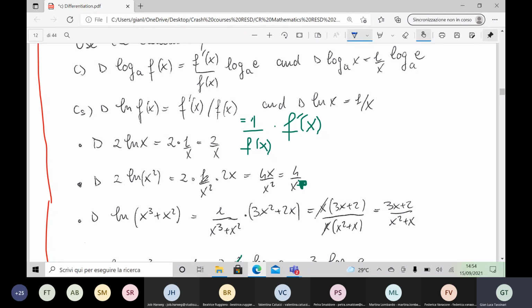So as I told you in the explanation I did, 1 over f of x times f prime. Here f of x is the argument of the logarithm, so x squared, times what? f prime, the derivative of the argument, which is the derivative of x squared, that is x to the power alpha, simply 2 times x to the power 1, so 2x. Then do the multiplication, 2 times 2 is 4, and simplify the x with the square, and what you get is 4 over x.